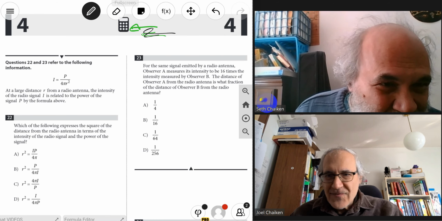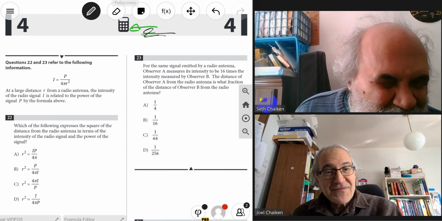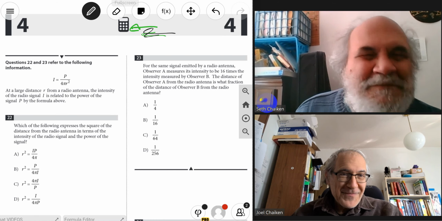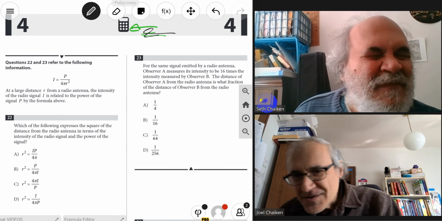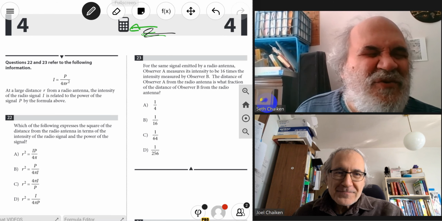That's sort of like from physics. Seth knows. Seth got a degree in physics from Cooper Union, right? Yeah, so you learned about that in college. And maybe this is the so-called inverse square law.